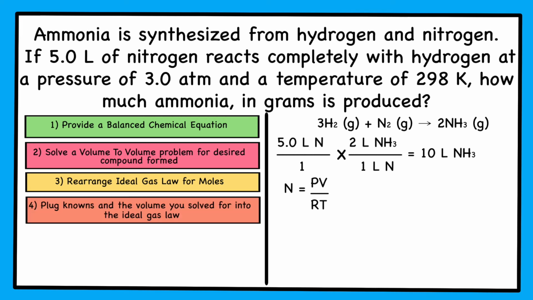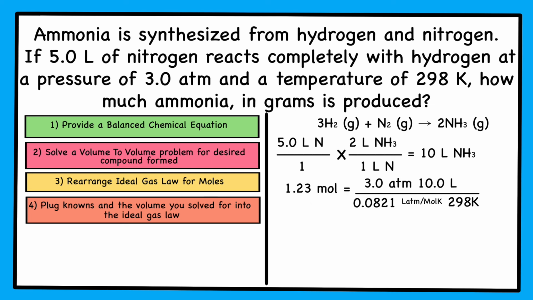Now I plug in my known values, so my problem gave me 3 atmospheres for my pressure and 298 Kelvin for my temperature. I know R, that's my ideal gas constant, so 0.0821 liter atmospheres per mole Kelvin. And finally, we solved for our volume earlier in our volume-to-volume problem, so we have 10 liters of ammonia. Now all I have to do is plug this into my calculator and I get that there are 1.23 moles of ammonia in 10 liters of ammonia.